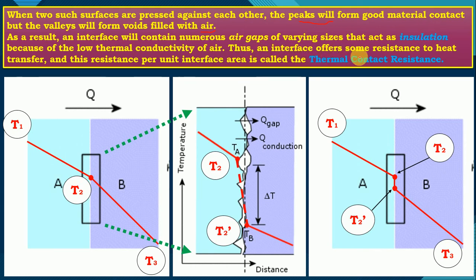Thus an interface offers some resistance to heat transfer, and this resistance per unit interface area is called the thermal contact resistance. So the resistance offered because of this improper contact is called what? Thermal contact resistance. This is actually a zoom view of this rectangle. In the normal view, if you observe here also, we can observe that there is a temperature drop shown from T2 to T2 dash. That is the temperature drop. So whatever resistance occurred because of improper mating of two surfaces, that resistance is called thermal contact resistance.